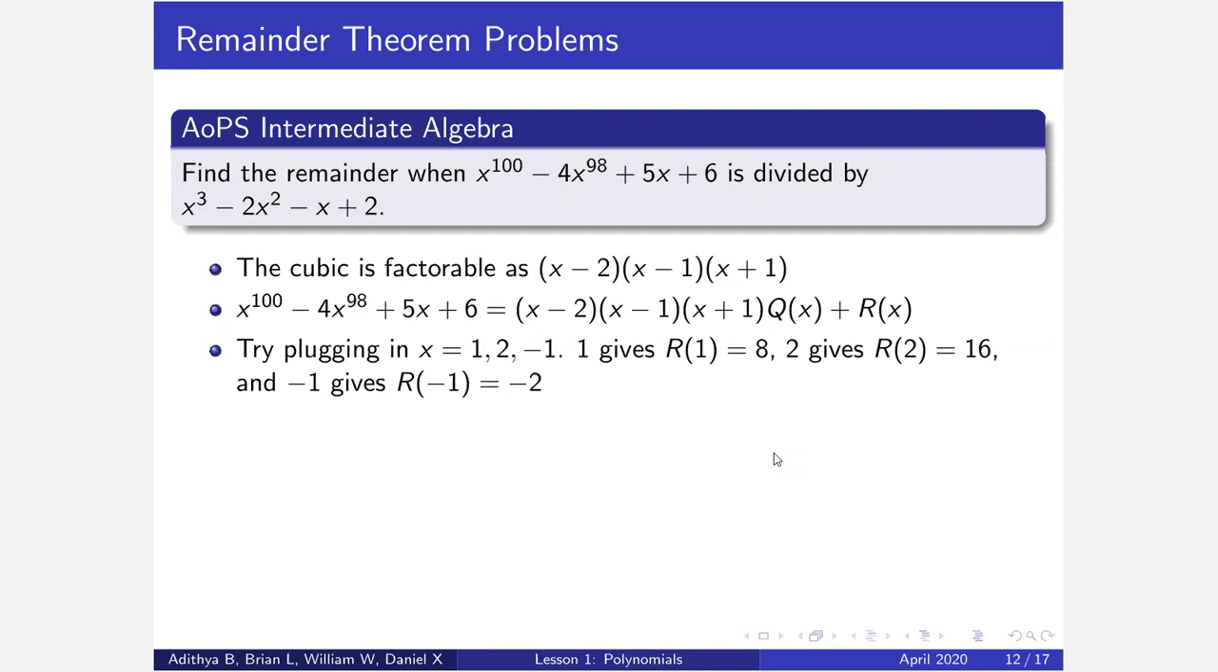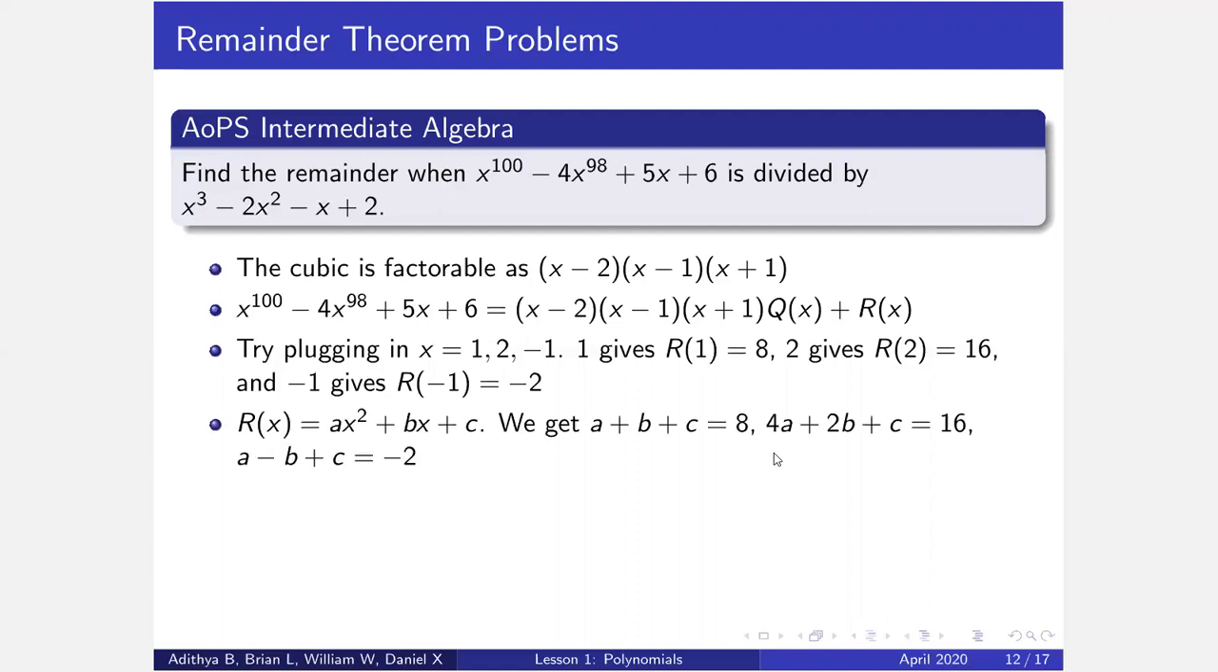So now, as I said before, we can write r of x equals ax squared plus bx plus c. If we plug in these values, r of 2 is 4a plus 2b plus c, and that's equal to 16. R of 1 is a plus b plus c, and that's 8. And r of -1 is a minus b plus c, and that's -2. So now we have 3 equations and 3 variables, so it should be straightforward to solve.